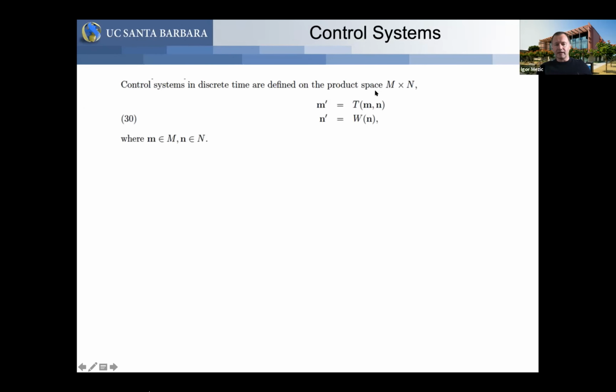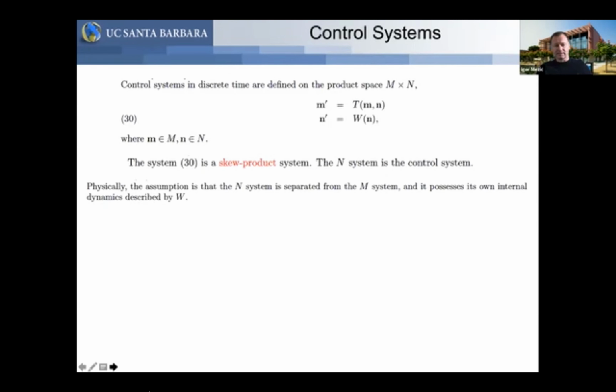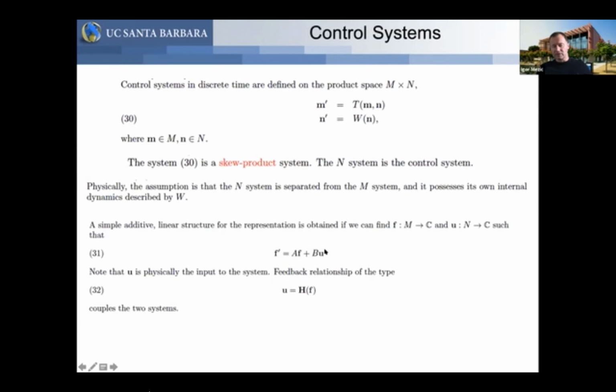Now, if we have a control system, nothing much changes, the reason being that it's really a standard dynamical system with a driving system N being the control and having a skew product structure. And so in that case, you have representations. For example, you can have linear representations that have this form. It's a very particular form where you have linear matrices A and B. And in general, if you have a feedback system, you might have this feedback relationship that couples the two systems.